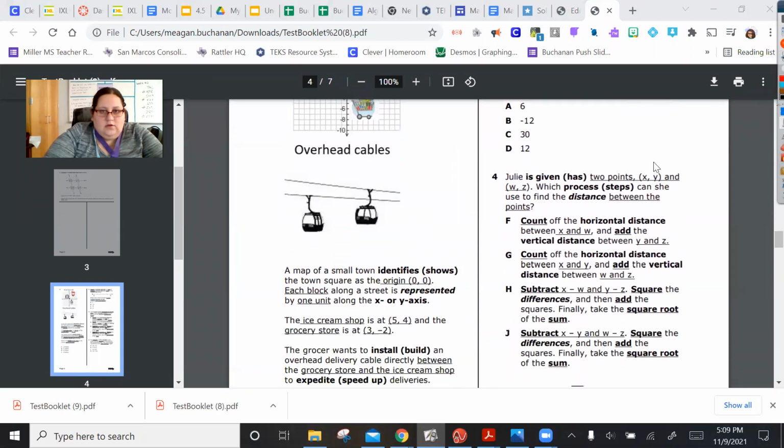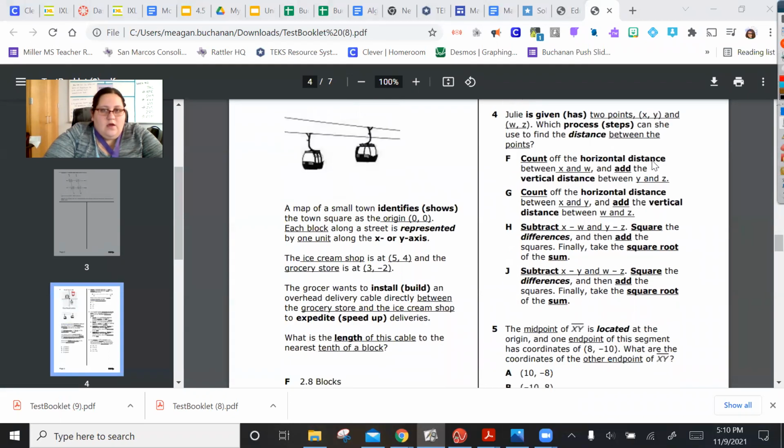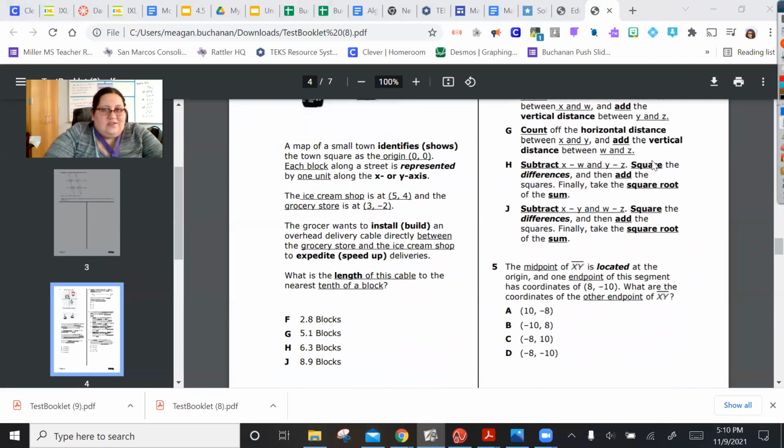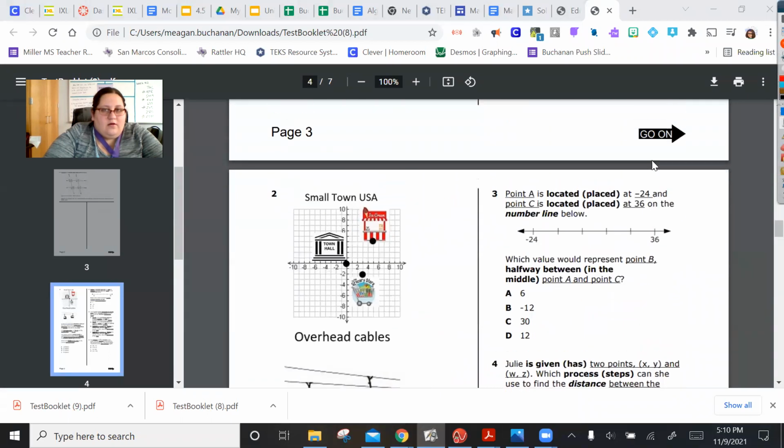So our next one says a map of the small town is shown below, with the town square as the origin, 0. Each block along the street is represented by 1 unit along the X or Y axis. The ice cream shop is at 5,4 and the grocery store is at 3,-2. The grocer wants to install an overhead delivery cable between the grocery store and the ice cream shop to expedite deliveries. What is the length of this cable? Round to the nearest tenth of a block.